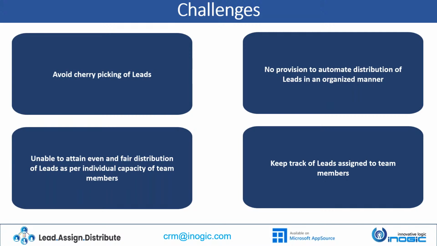The first and foremost is the cherry picking of the leads or the records. The sales rep or the service rep or any CRM user for that matter can cherry pick the record based on their convenience. Further, in native CRM, there is no provision to distribute the leads in an organized manner. Even the distribution of the leads cannot take place fairly, which means the leads or the records cannot be assigned to the team members based on their available capacity. We also don't have any provision to keep track of the leads or the records which are assigned to the team members. Having seen the challenges, now let's see how the lead assignment and distribution automation can overcome these challenges.